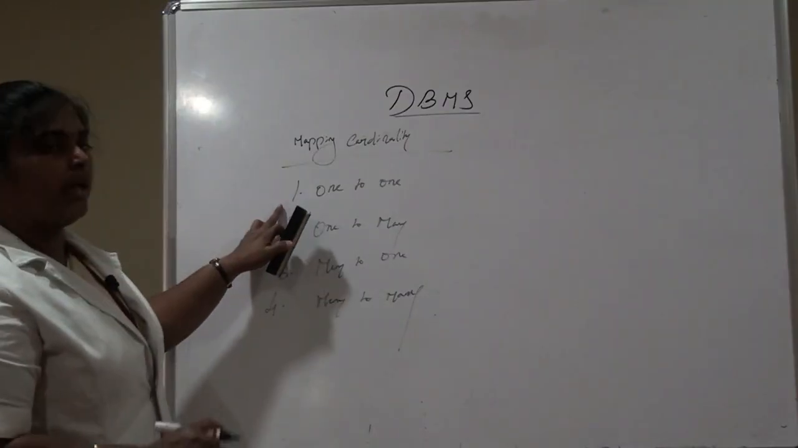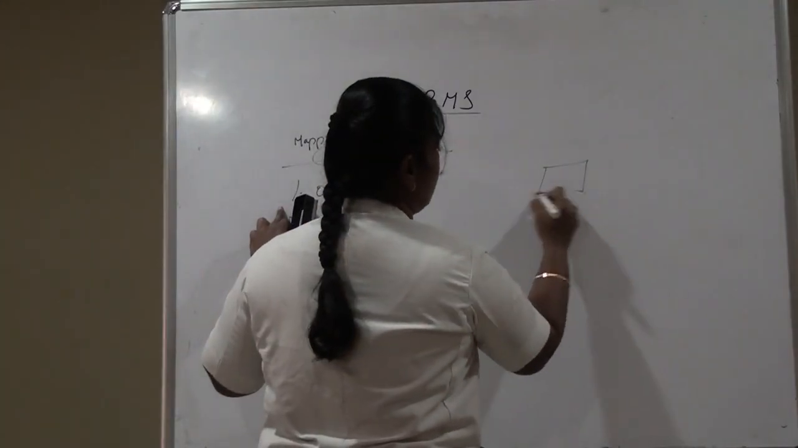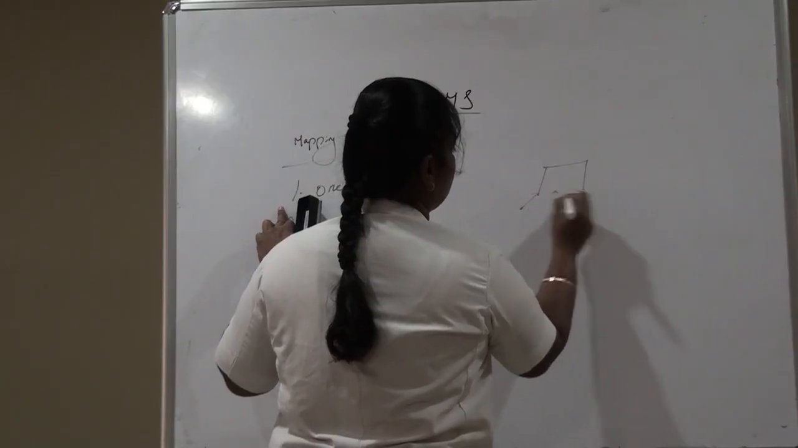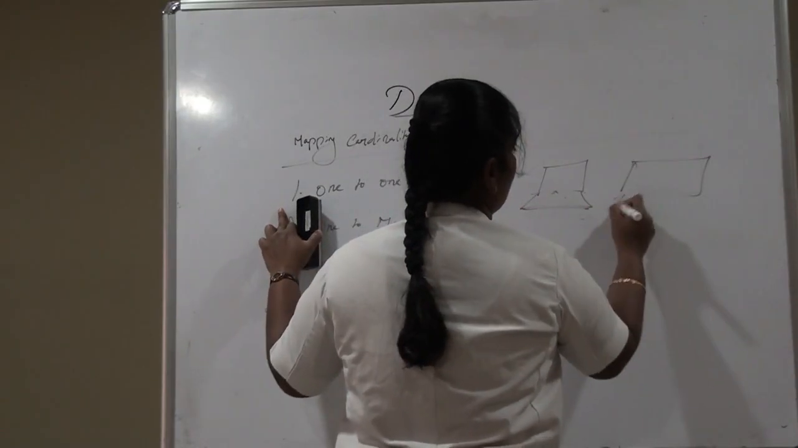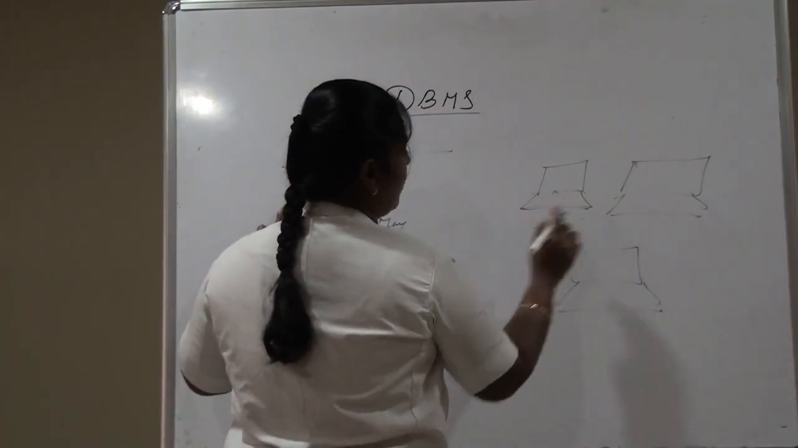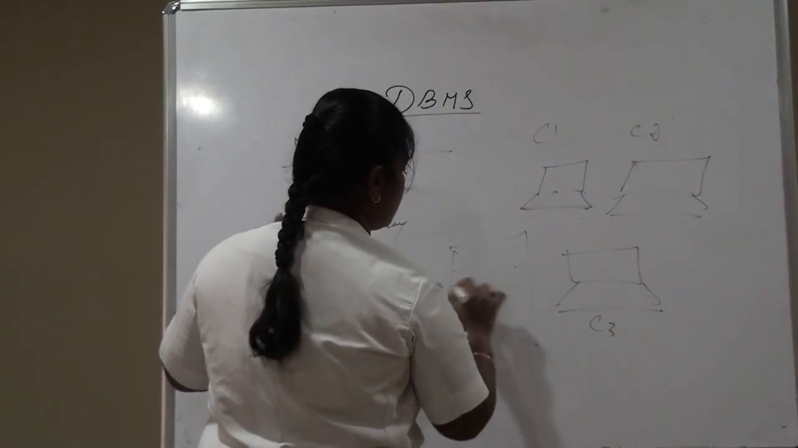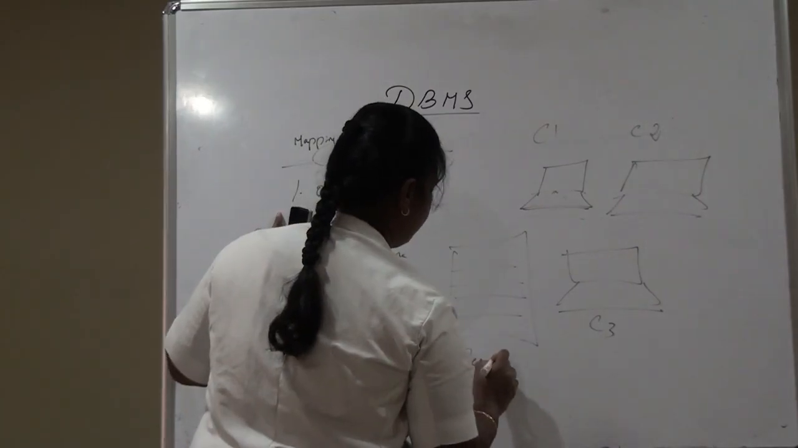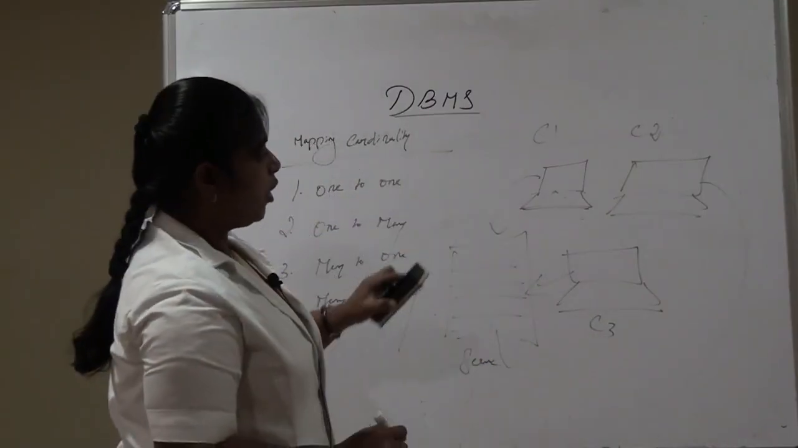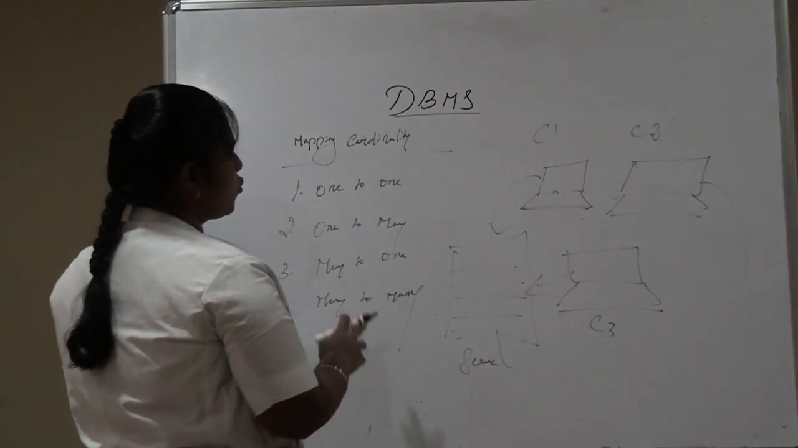Here 1 to 1 means only a single server will be accessed by a number of clients. For example, this is a structure. Client 1, client 2, client 3, these three go to access one same server. This connects, this connects, this connects. This is called 1 to 1. You are going to access only one server.